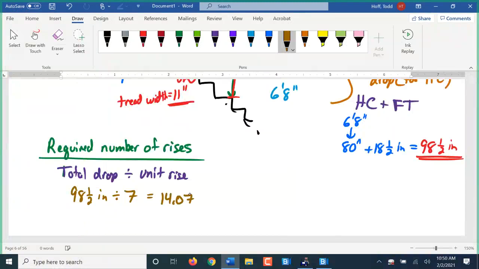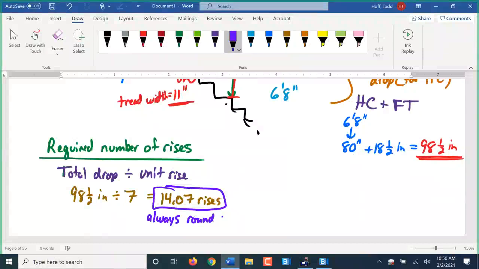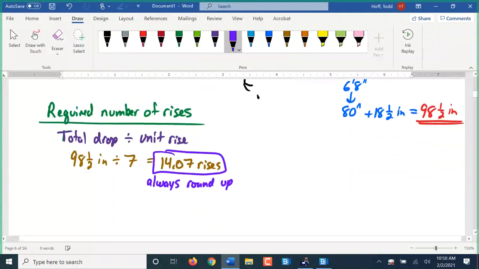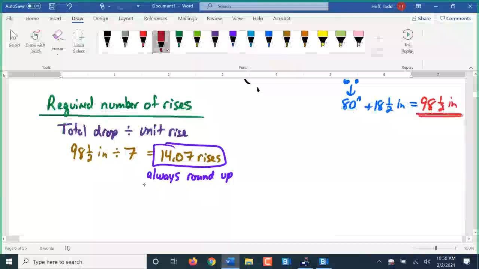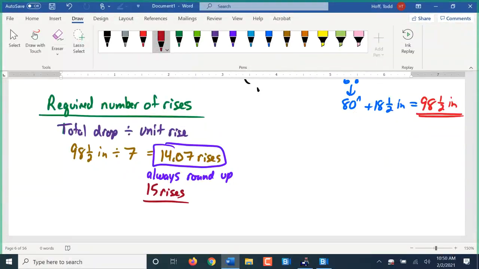Which means 14 isn't enough. Now, because we had the extra few inches of head clearance, 14 might be enough, but to play it safe, this number always rounds up. We always round up, which means we're going to use 15 risers to get our head clearance.